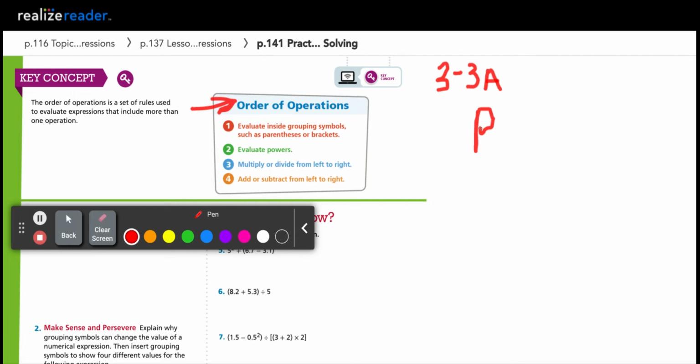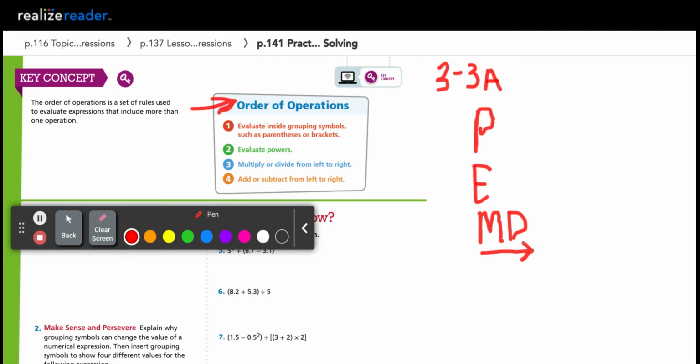Step 2 says to evaluate powers. So another word for powers is exponents. So step 2 is going to be to evaluate those exponents. Also, you should have your notebook open, labeled 3.3a, and I want you to be writing this. So far, we have P, E. Next step, the third step is going to be to multiply or divide from left to right. So I'm going to write that. Multiply or divide from left to right.